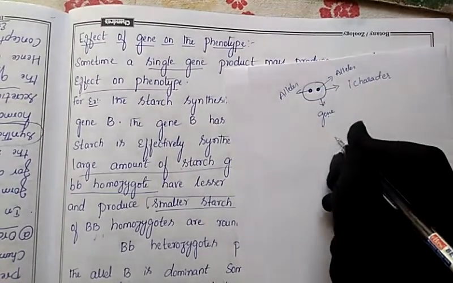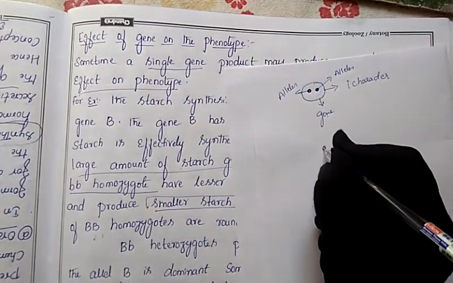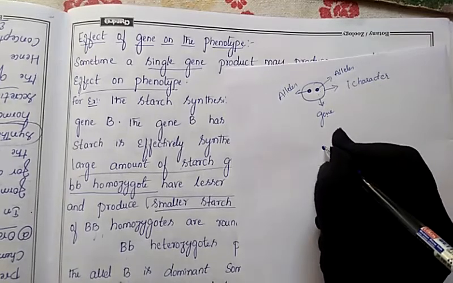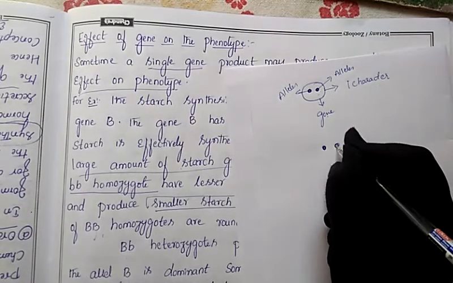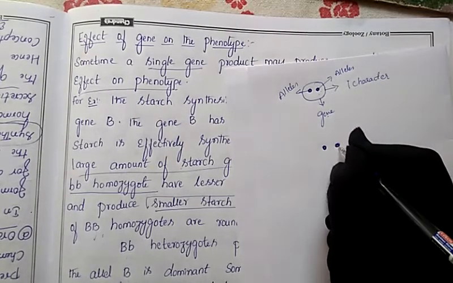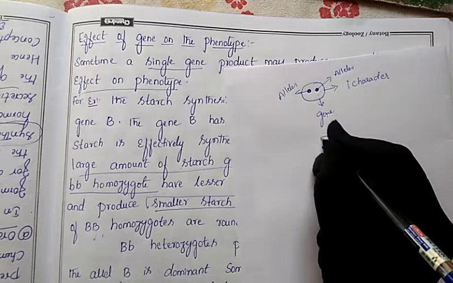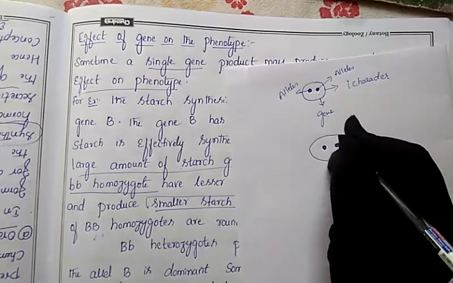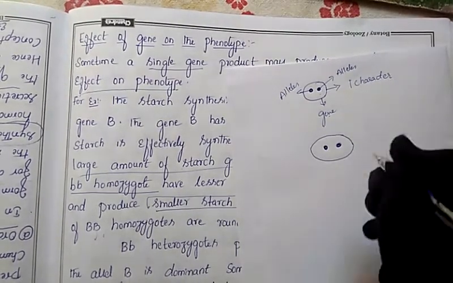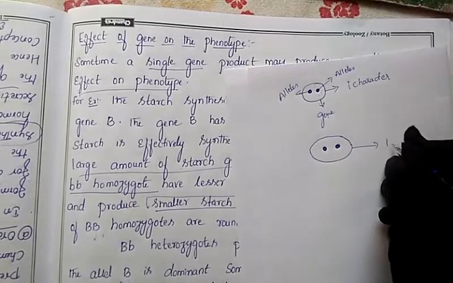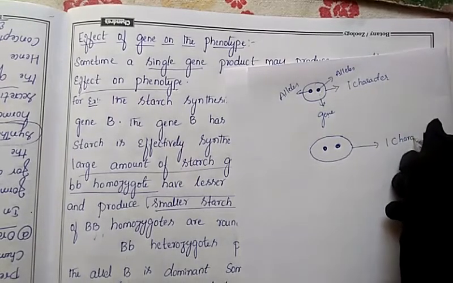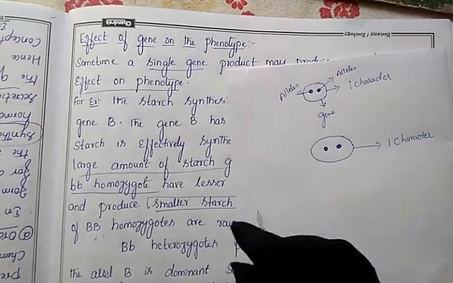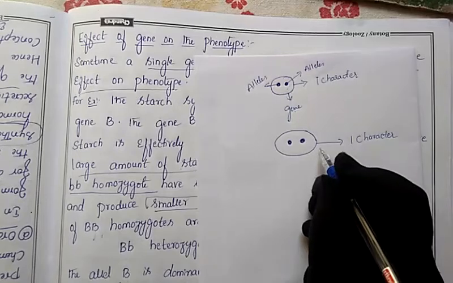Next, another concept. Two alleles are present, and that is nothing but a single gene. How many characters is it performing? It is performing only one character.